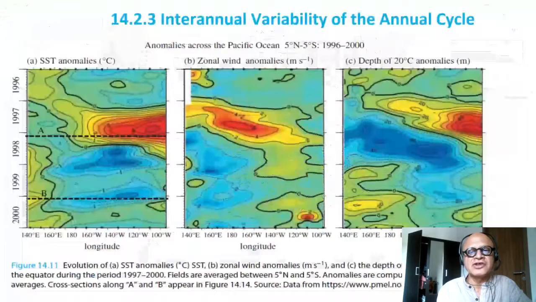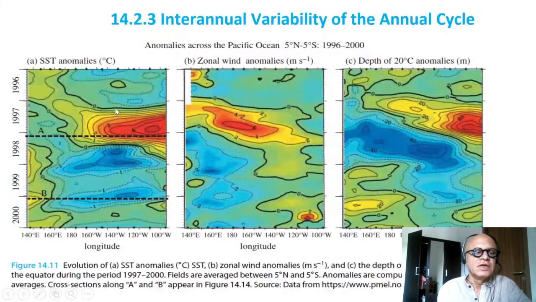Let's bring this together now to look at the interannual variability of the annual cycle. Again, we are averaging over 5 north, 5 south, and looking at SST anomalies, zonal wind anomalies, and depth of the 20 degree isotherm, or the thermocline. This is just looking at 96 to 2000.